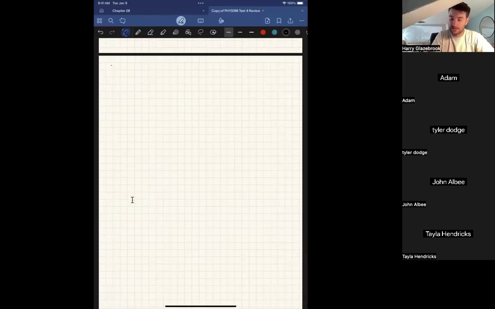And this is just the last little bit of stuff for induction. And it's honestly not going to be too much. This part's pretty quick. So this is chapter 30. We're going to talk about Faraday's law and induction.